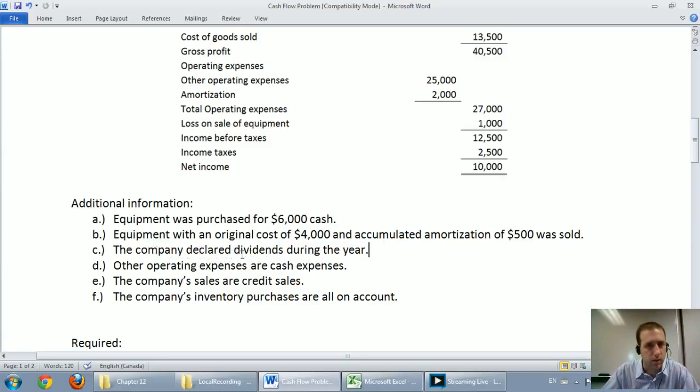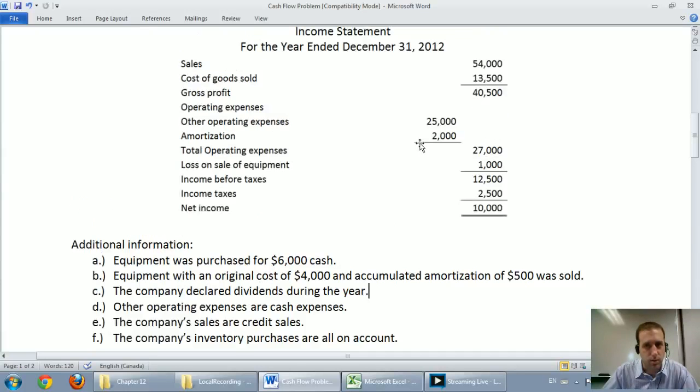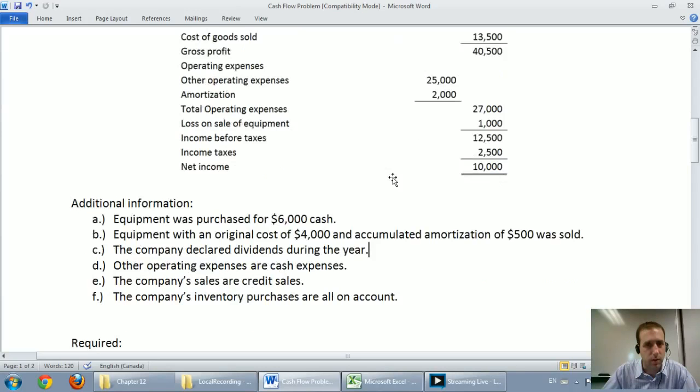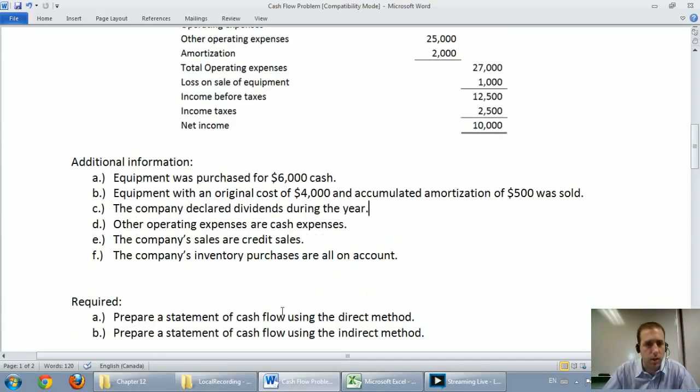The company declared dividends during the year, so they had some dividends. Not surprising, they had dividends payable. Other operating expenses are cash expenses, so these $25,000, that's got to be for cash. The company's sales are credit sales, and the company's inventory purchases are all on account. Okay. We've got all we need. It says first we're going to prepare the cash flow statement using the direct method, and next we'll do the cash flow statement using the indirect method.